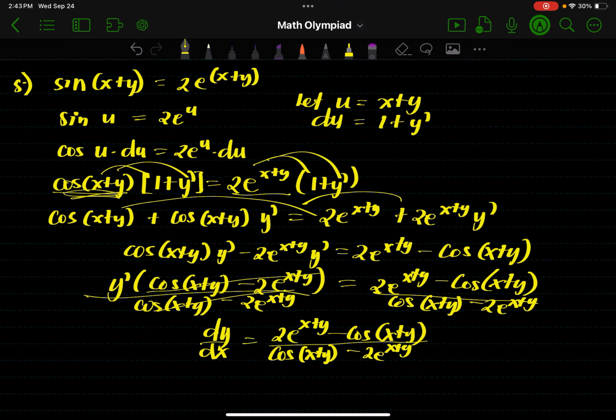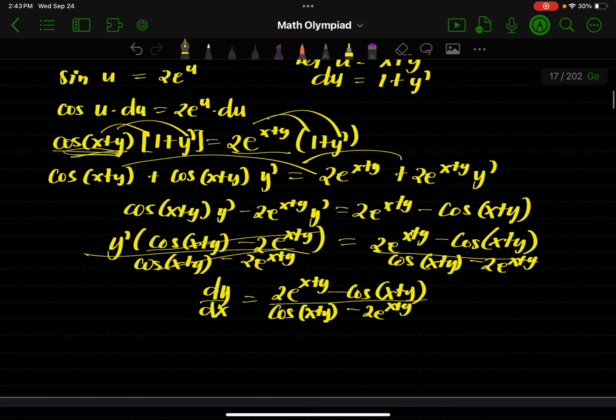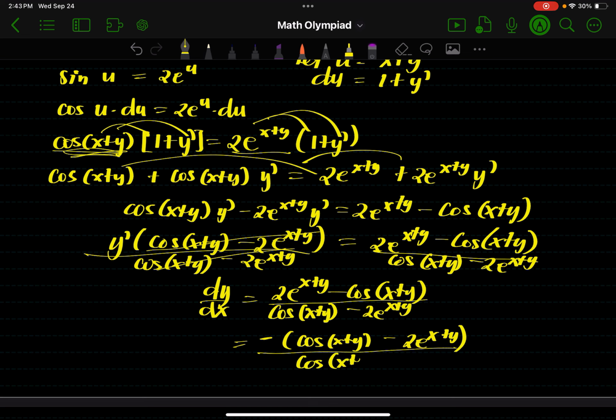So factor out negative. So this will become negative times cosine of x plus y minus 2e raised to x plus y over cosine x plus y minus 2 raised to x plus y. And then cancel. The answer is negative 1.